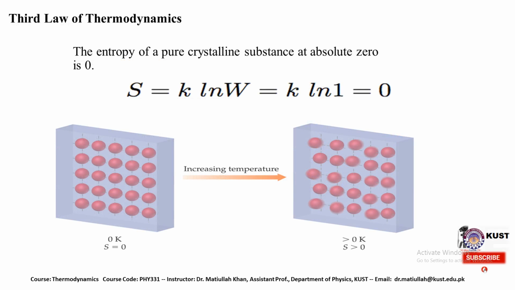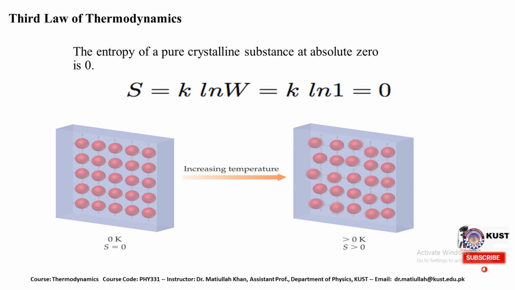We have the third law of thermodynamics. We already discussed the first law and the second law of thermodynamics. Now it's time to discuss the third law. The third law of thermodynamics says that the entropy of a pure crystalline substance at absolute 0 is equal to 0, and we cannot achieve the 0 Kelvin temperature.